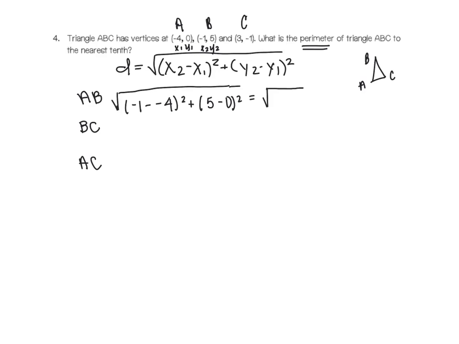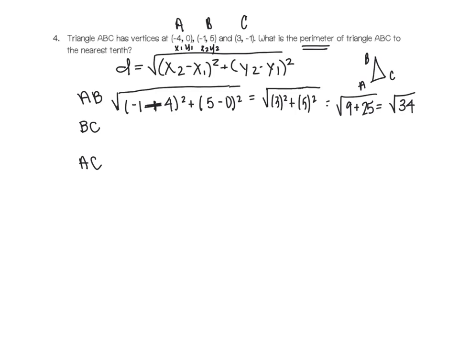-1 minus -4, this is really like addition. So I have -1 plus 4. That is going to get me 3. 5 minus 0 is 5. 3 squared is 9. 5 squared is 25. When I add those together, I'm getting square root of 34. Again, for the time being, I'm going to leave that answer as square root of 34. And then I'm going to do the same thing for BC.